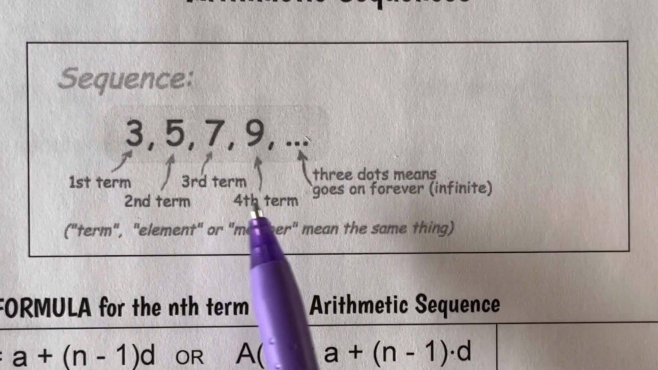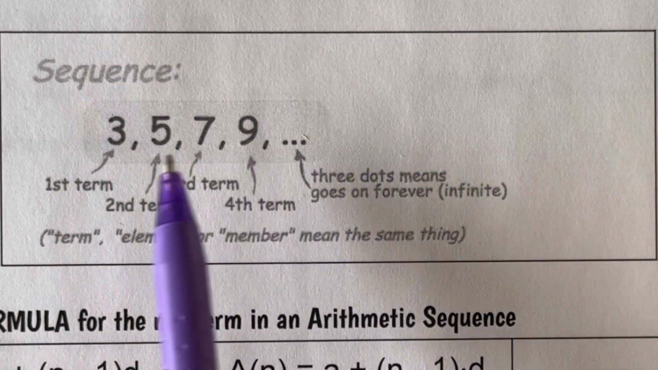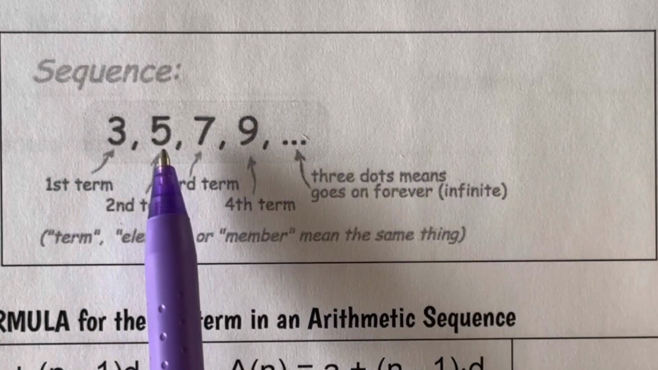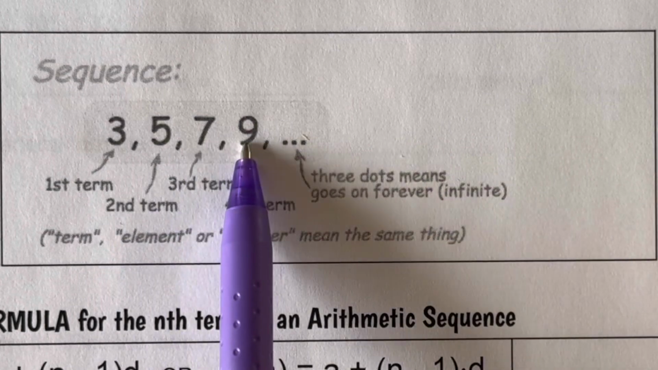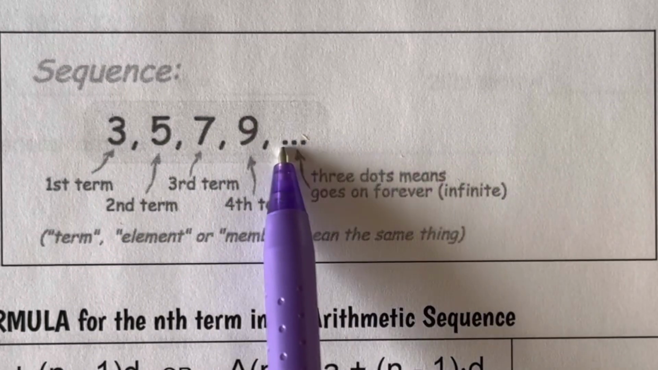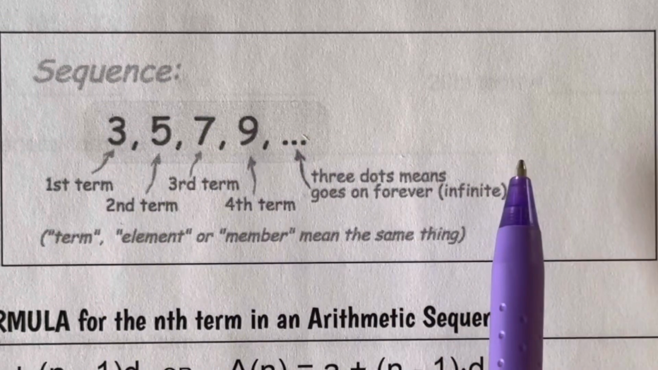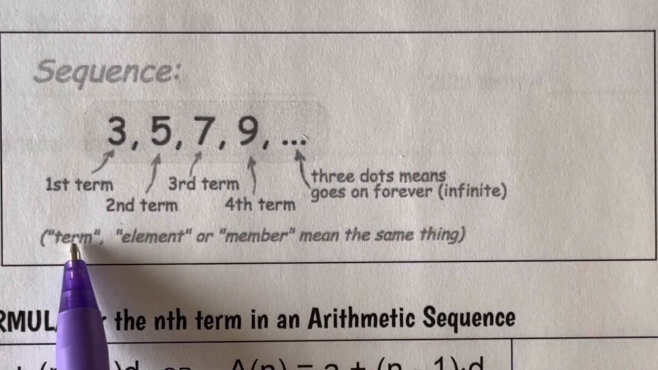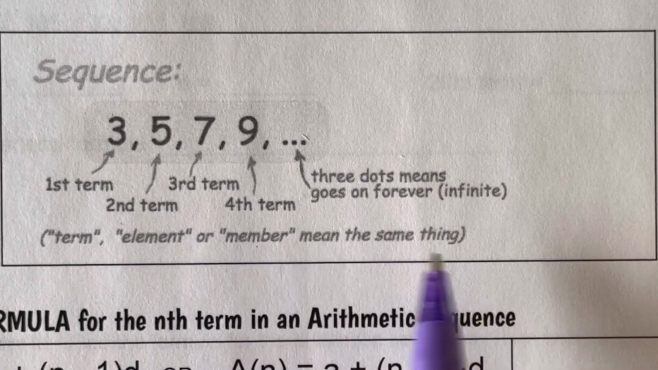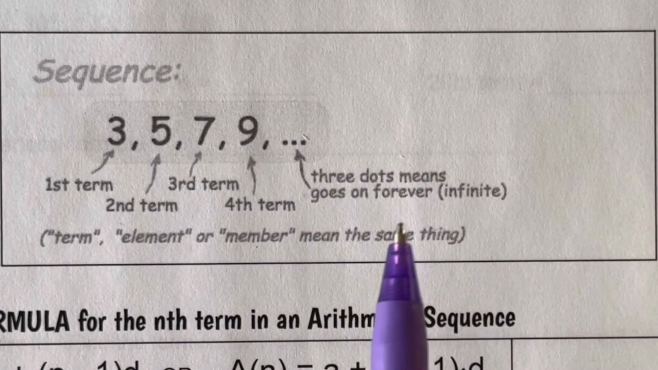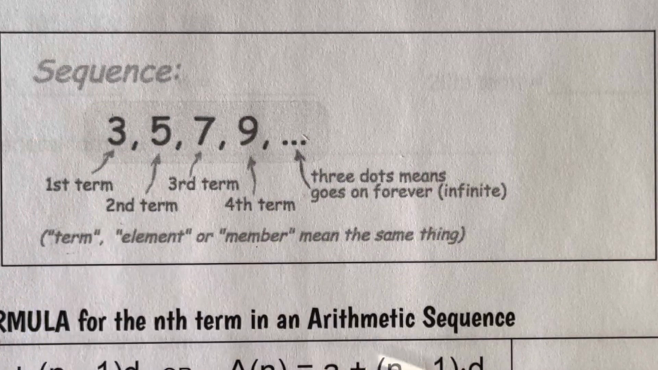An example of an arithmetic sequence, very easy, would be like 3, 5, 7, 9. 3 would be the first term, 5 is the second term, third term, fourth term, and so on. And those dots just mean that this particular sequence goes on forever following this same pattern. If you hear the term or element or member, they all mean the same thing. It just means your first number, second number, third number, fourth number, so on. We're going to use the word term.